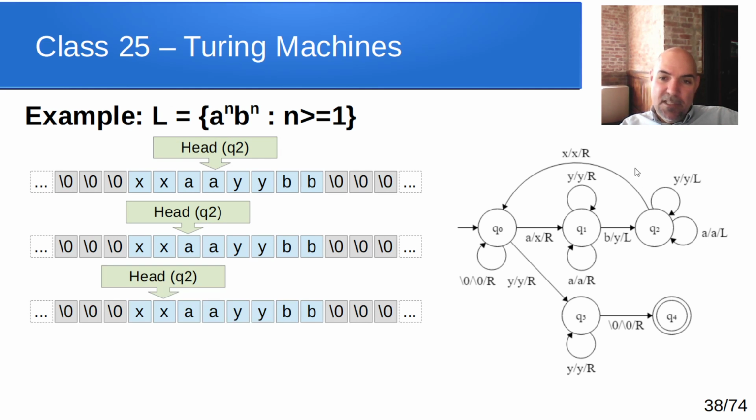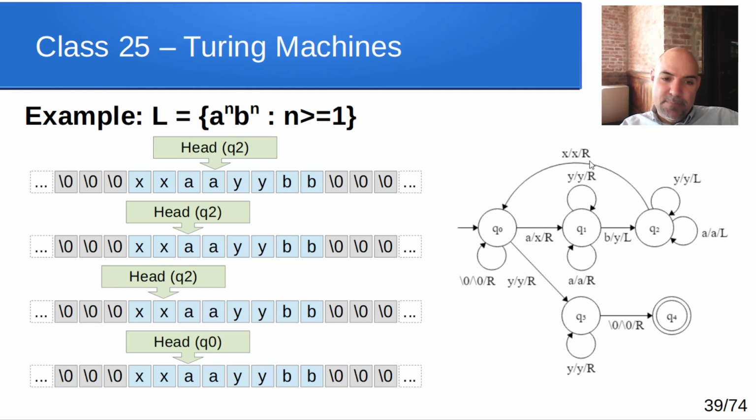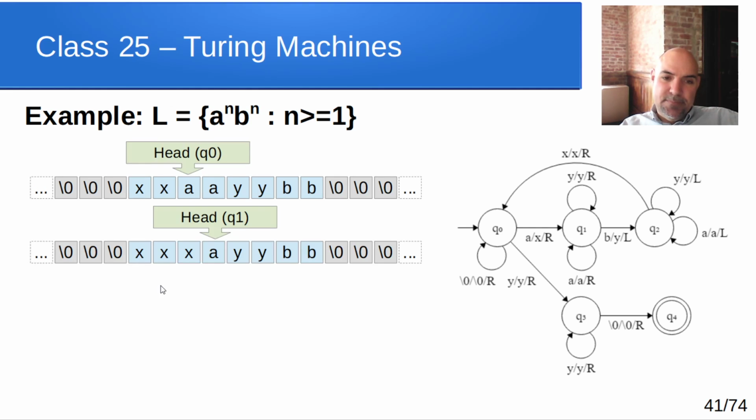Now we have an X. Leave the X. Read the X. Write the X. Move to the right. So now we're back in Q0. We have another A. Replace it with an X. Move to the right.